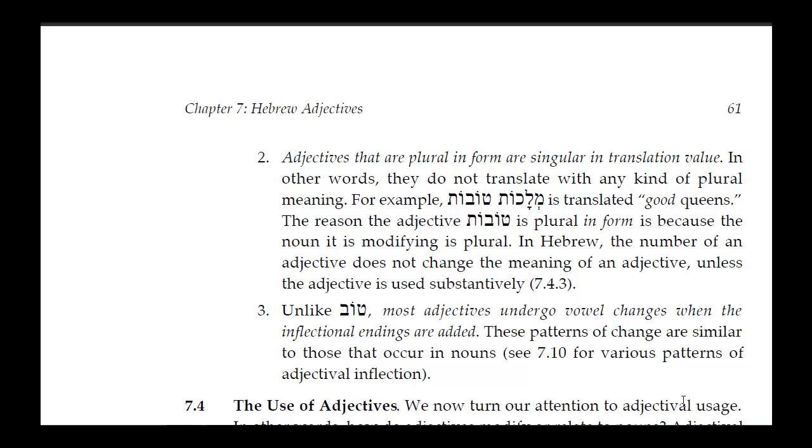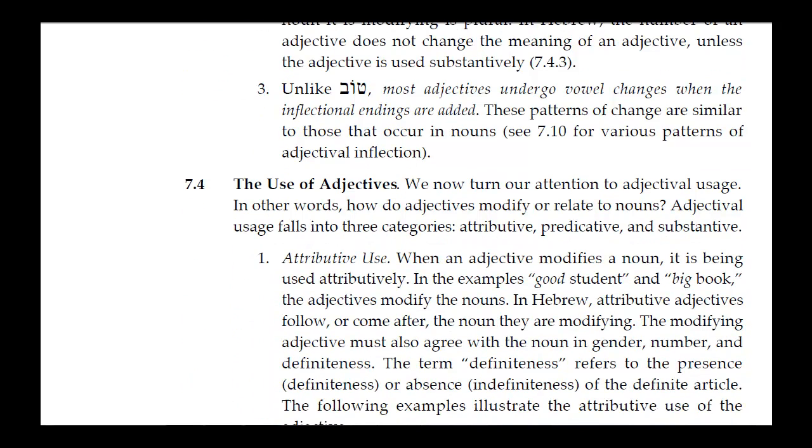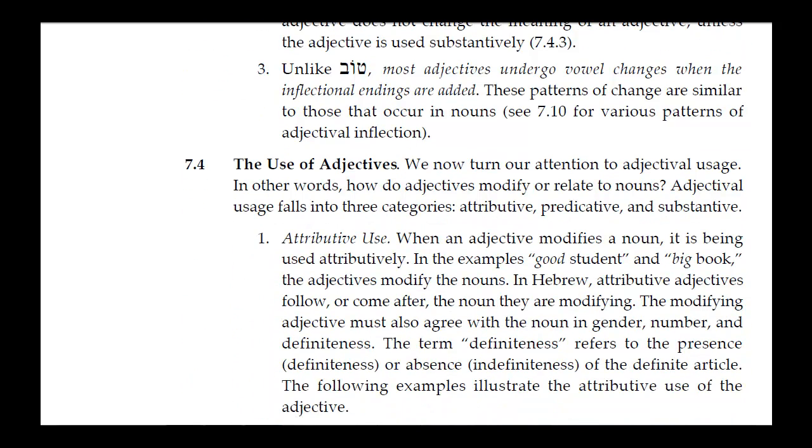Now let's go ahead and go into the use of these adjectives. We need to see how these adjectives are used in form. First one that we have is basically the attributive use of the adjective. Now, when an adjective modifies a noun, it's being used attributively. For example, good student and big book. The adjectives modify the nouns.